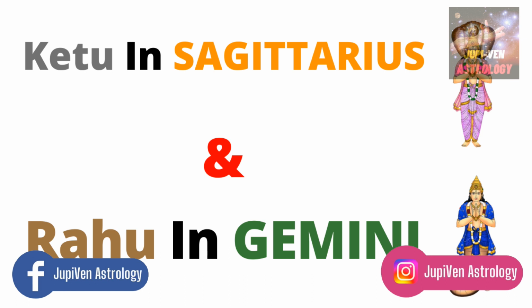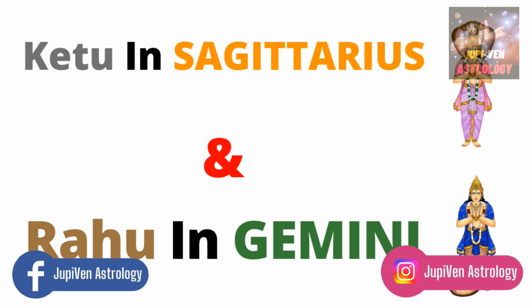It is seen that your communication ability increases with age when you have Ketu in Sagittarius and Rahu in Gemini. As you grow, with the years, your age grows and your communication ability also grows. Besides communication, you have to work on other Gemini attributes.